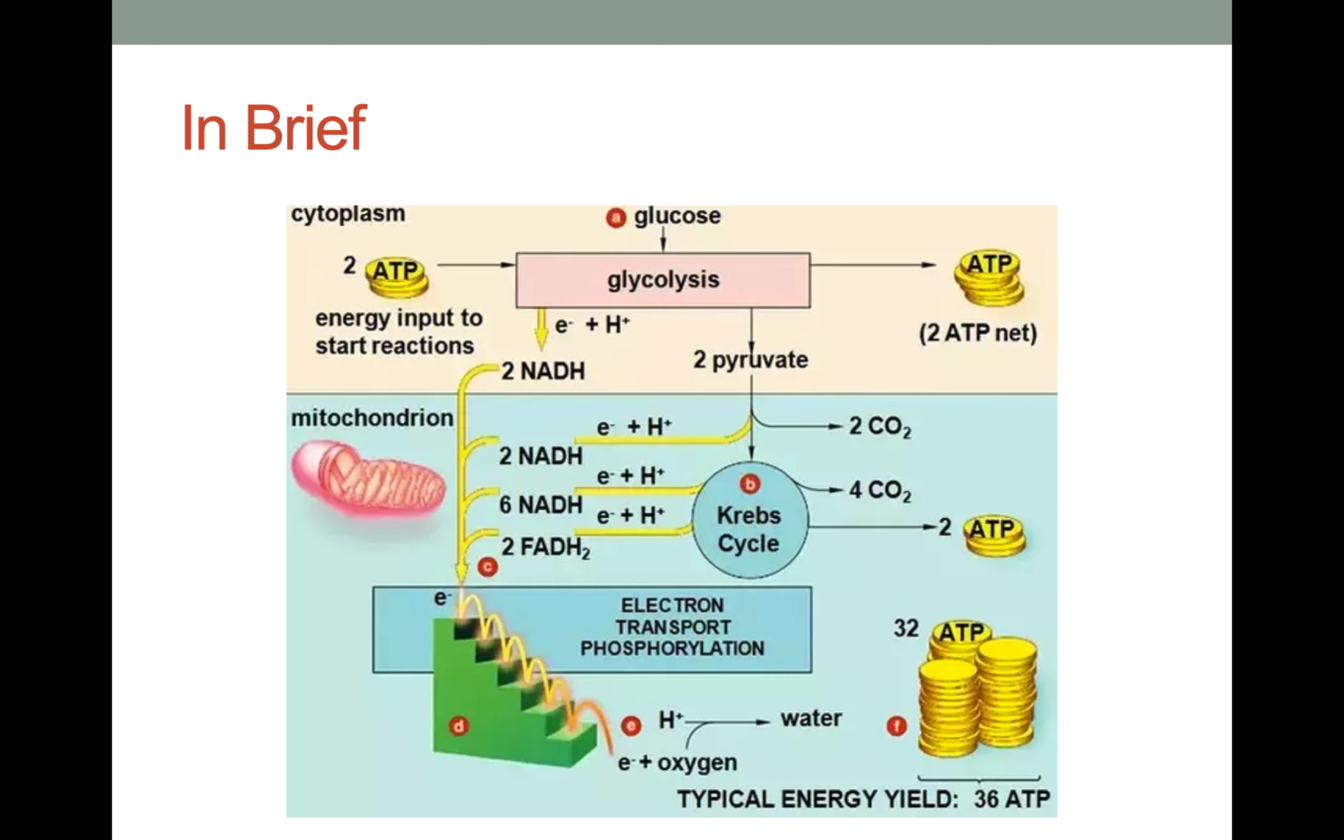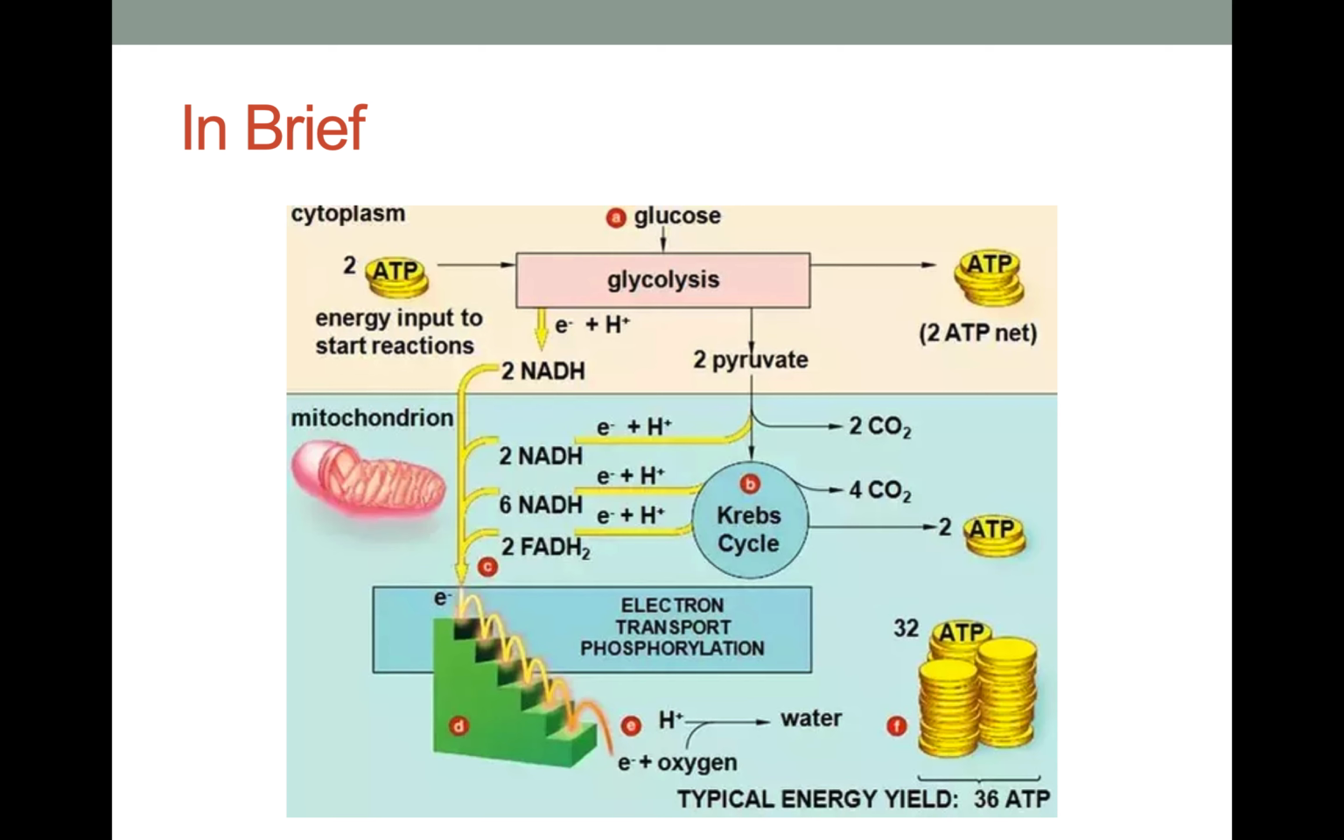Those hydrogens and electrons are then transported to the electron transport chain. As they're passed down the chain, their energy is captured and used to produce ATP. So from a single molecule of glucose, if we finish the process aerobically, we can produce 36 ATP.